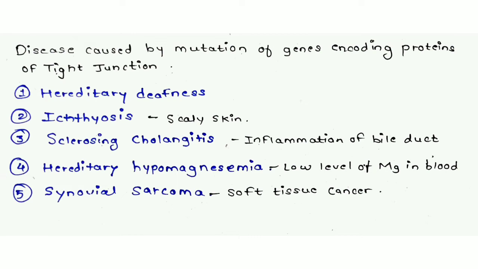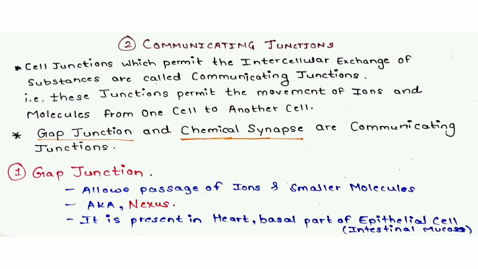Now moving on to our second category of cell junction, that is communicating junctions. The communicating junctions are the cell junctions which permit the intercellular exchange of substances, meaning this junction permits the movement of ions and molecules from one cell to another cell. Gap junction and chemical synapse are the types of communicating junction. So studying the first one, that is the gap junction.